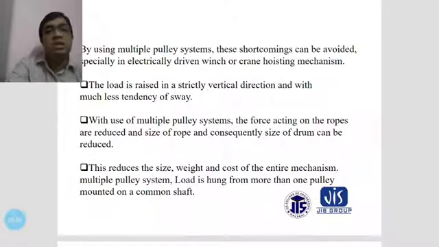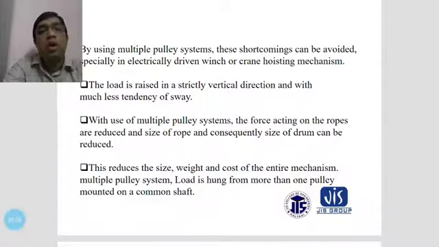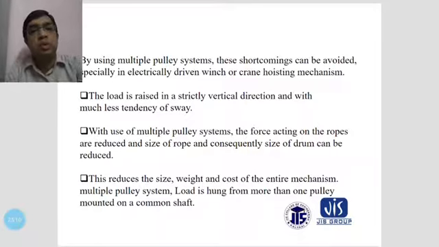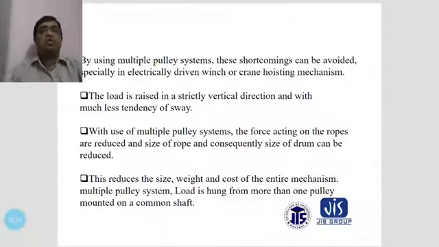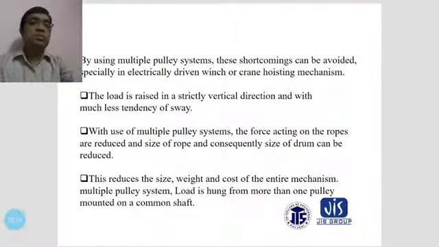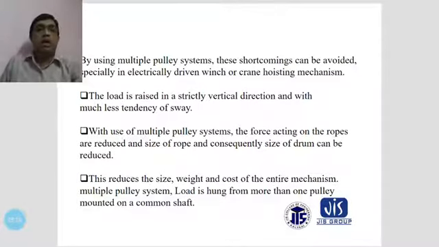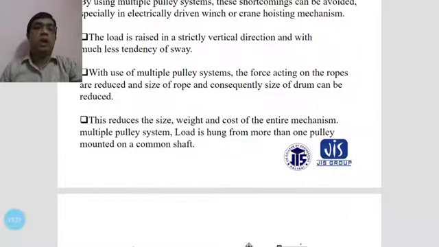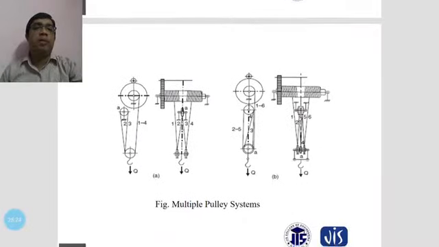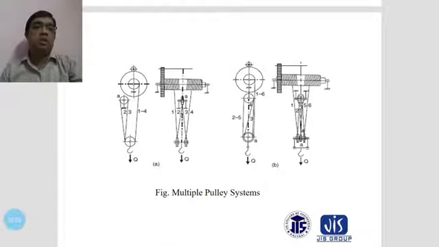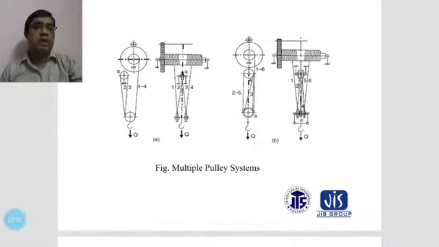A multiple pulley system is required, and the load is hung from more than one pulley mounted on a common shaft. And another thing is here, the pulleys mounted on the common shaft. And suppose this figure is the multiple pulley system, and this is also the transfer of materials through this multiple pulley system.